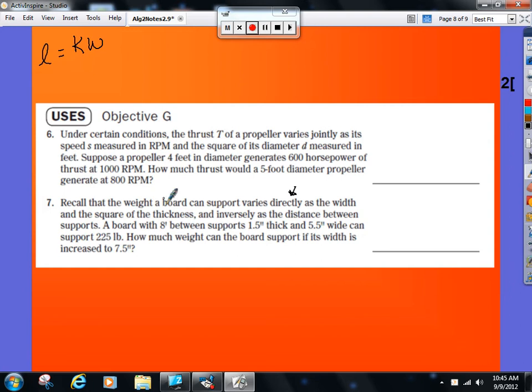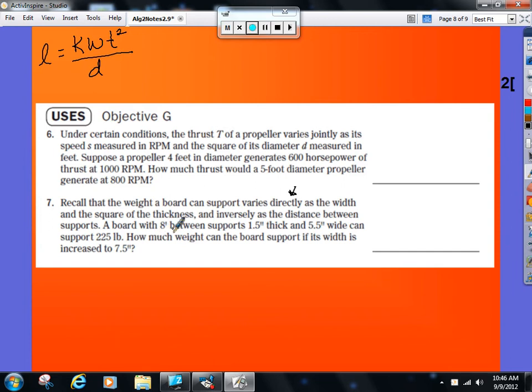Okay, so now I have pounds varies directly as the width and the square of the thickness, so that's thickness squared, and inversely as the distance, over D. Let's make sure I did that right. Recall the weight varies directly as the width and the square of the thickness, got it, and inversely as the distance. Okay.